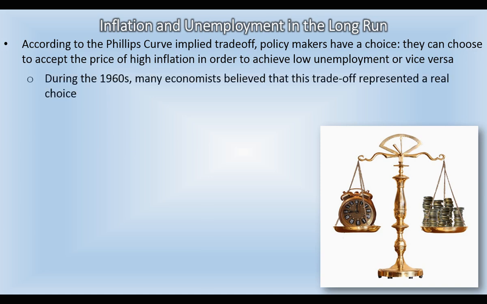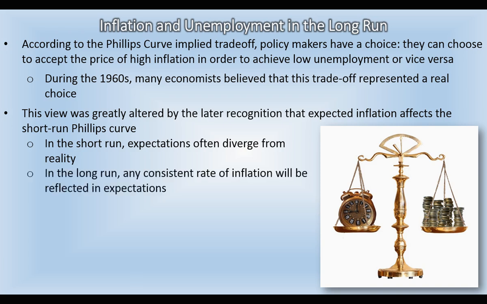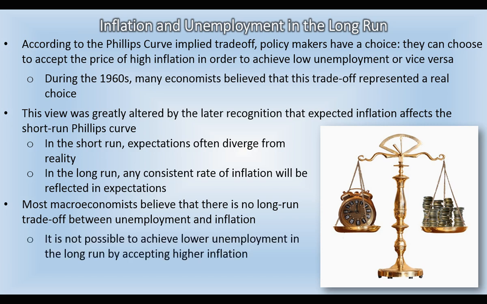During the 1960s, many economists believed that this trade-off represented a real choice. This view was greatly altered by the later recognition that expected inflation affects the short-run Phillips curve. And again, that happens through employers and wages. If people expect prices to go up, then they will write into their employment contracts higher wages, which effectively raises prices. So in the short run, expectations often diverge from reality. But in the long run, any consistent rate of inflation will be reflected in expectations. So most macroeconomists believe that there is no long-run trade-off between unemployment and inflation. It's not possible to achieve lower unemployment in the long run by accepting higher inflation.